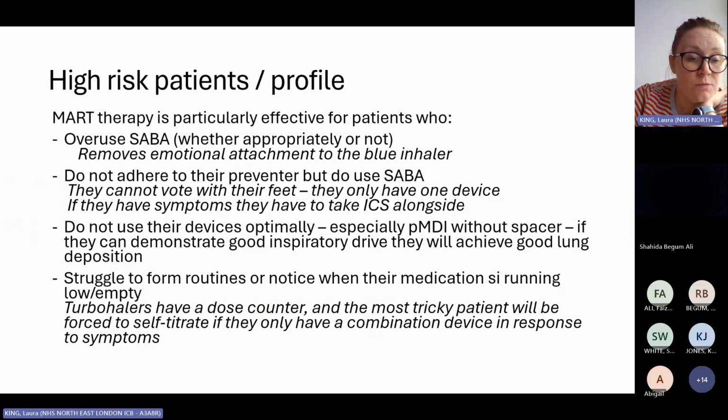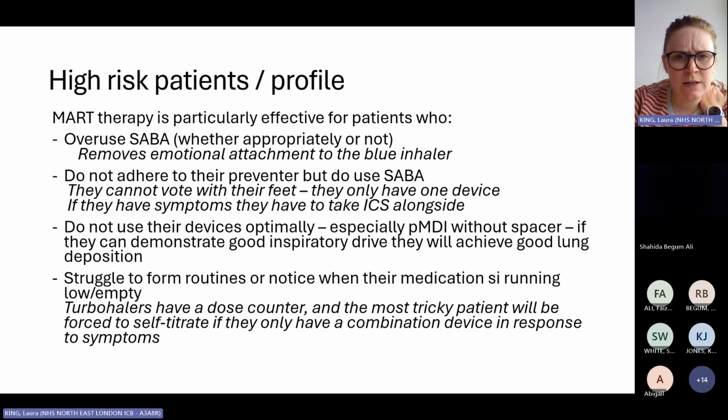When we're thinking about our patient profile, particularly your high-risk patients, MART therapy is, as I've said, a really great therapy for everybody, but it's particularly effective for patients who overuse salbutamol. Whether that's appropriately or not, I'm sure you've all had patients in the past who are emotionally attached to their blue inhaler. It's a bit of a comfort blanket. At best, they're using it too much inappropriately. They don't need it, but they're using it. And at worst, they are genuinely symptomatic and really struggling. Either way, MART is a good call.